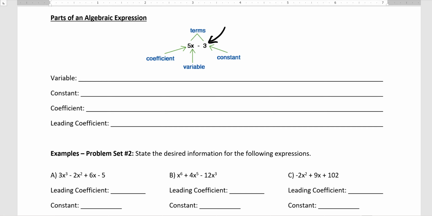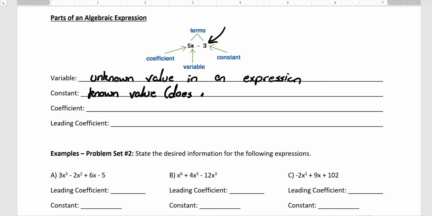Now, the variable is the unknown value in an expression. Spelling is hard. Unknown value in an expression. You know, the variable is what can change, what we don't know. It's a value, but we don't know that value, or we're not limiting that value. The constant, however, is a known value. A known value. It does not change. So, for example, negative 3. Negative 3, we know the value of negative 3. It's negative 3. That's not going to change as the variable changes.